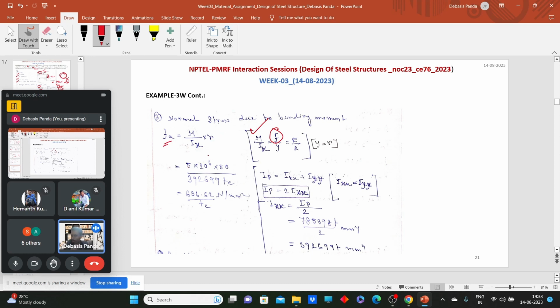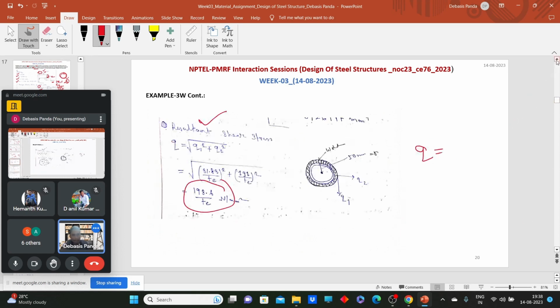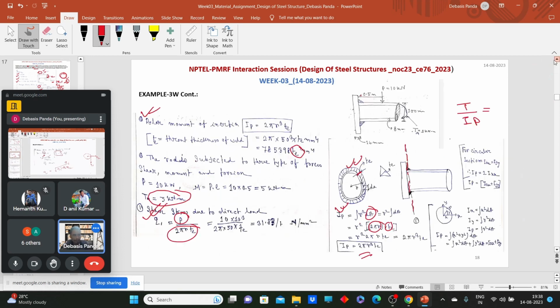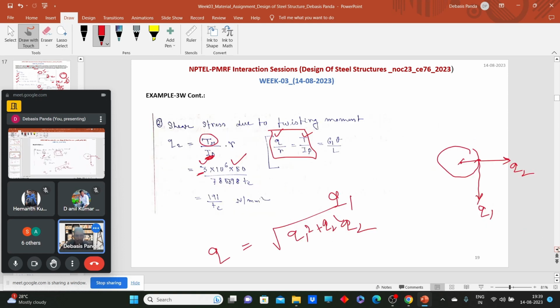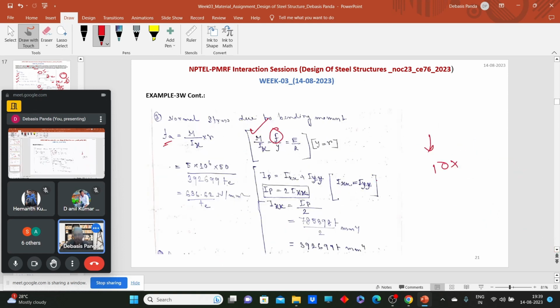What is that M? That is the bending moment due to the point load. What is that value? The value of the point load is 10 kilonewton, and up to which distance is it applied? It is applied 0.5 m from the weld face. So what will be the moment value? P into e, 5 kilonewton meter bending moment. Now for this bending moment, what kind of normal stresses will develop?